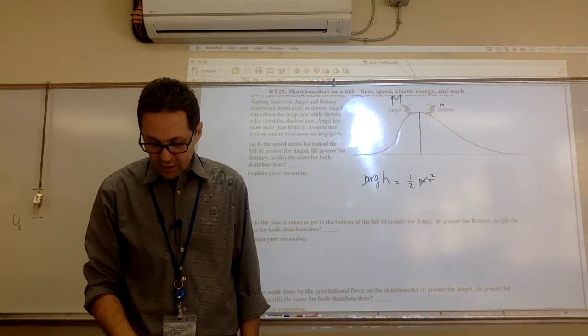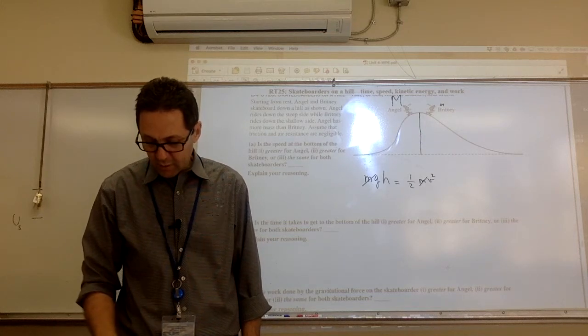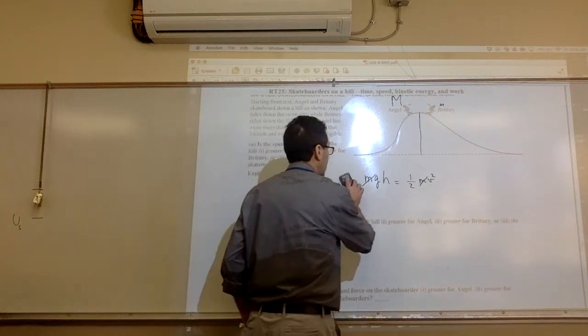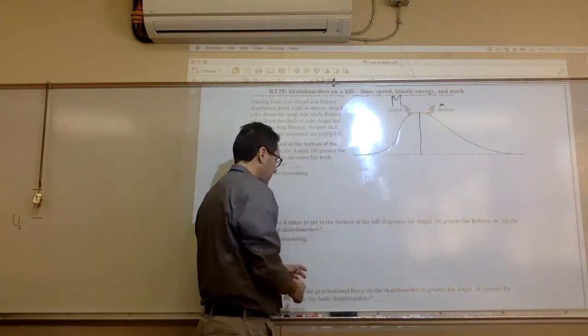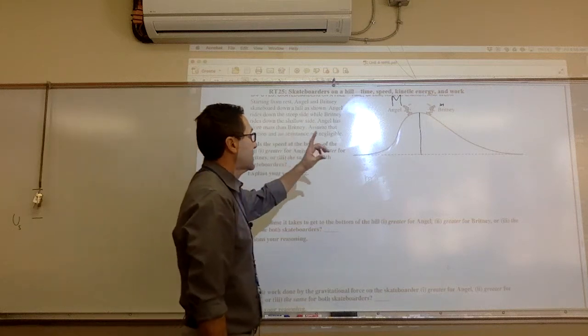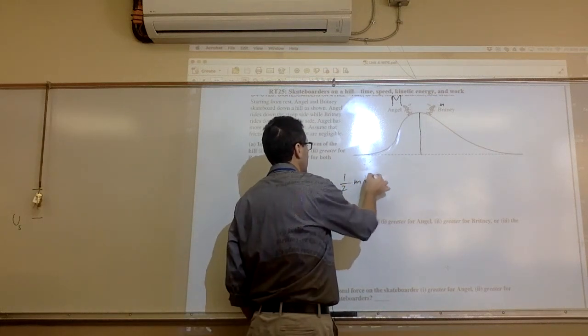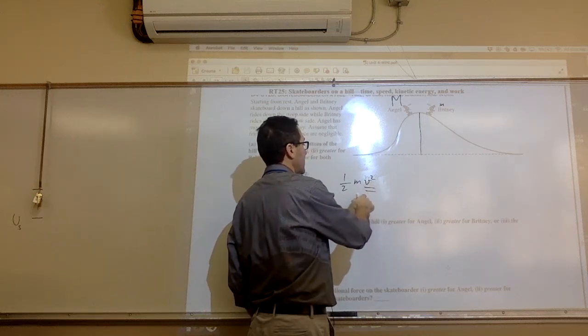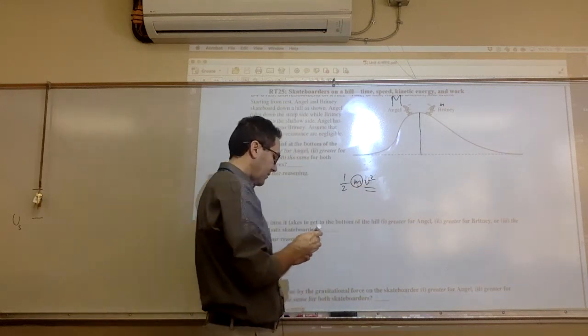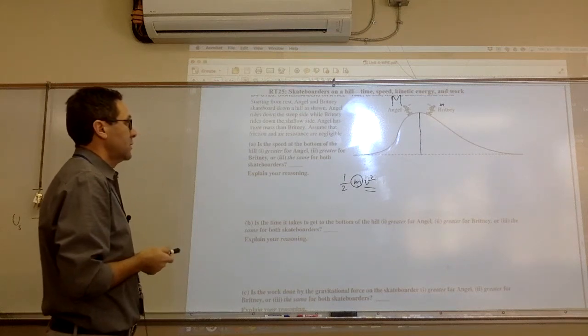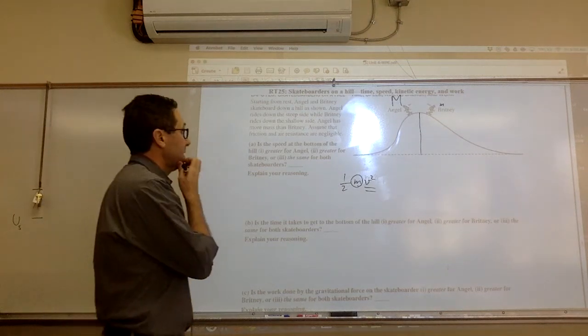Is the kinetic energy at the bottom of the hill greater for Angel, greater for Brittany, or the same? Well, I think earlier we said they have the same speed, right? If they have the same speed, kinetic energy is 1/2 mv squared. If the v is the same, the one with the heavier mass will have more kinetic energy. I mean, just think about it logically.